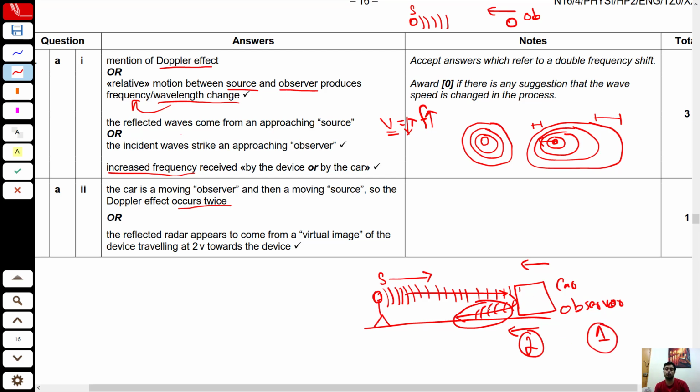One Doppler effect is occurring because of this source, and a second Doppler effect occurs because this observer is behaving like a source itself. The wave is being reflected back from it. So that is why we have this 2V. The reflected radar appears to come from a virtual image of the device traveling at 2V toward the observer. So you can see the car is a moving observer, and then a moving source. It's an observer and a source at the same time, so the Doppler effect occurs twice.